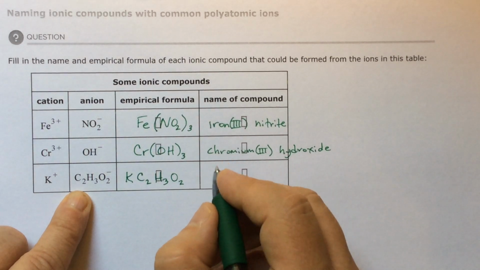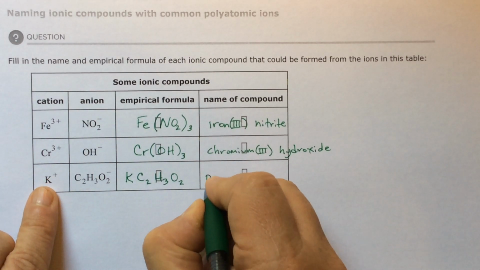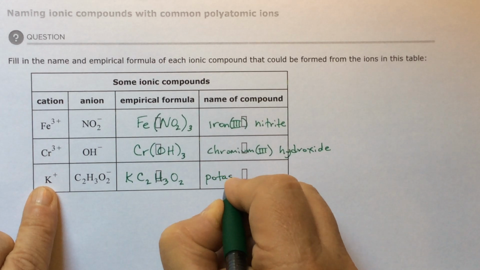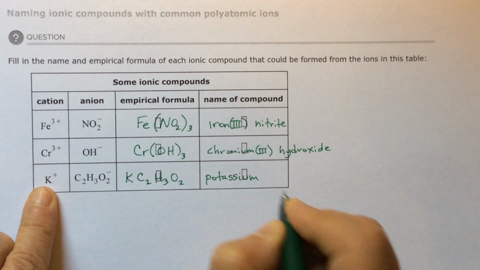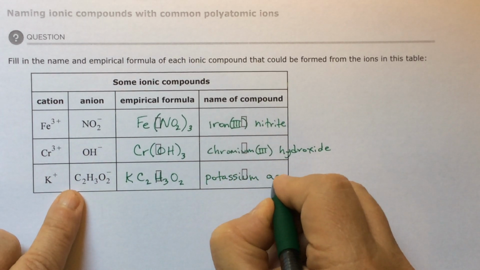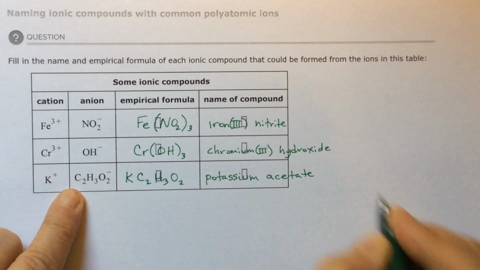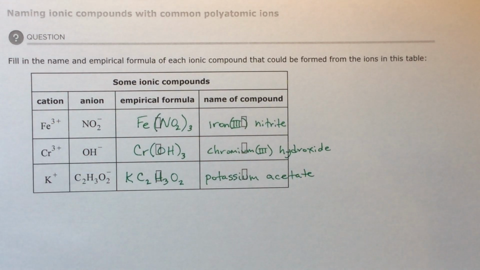And then name it. So you name the first one first. Two S's in potassium. Potassium acetate. You may learn some spelling in this lesson. Okay, I think you'll do fine.